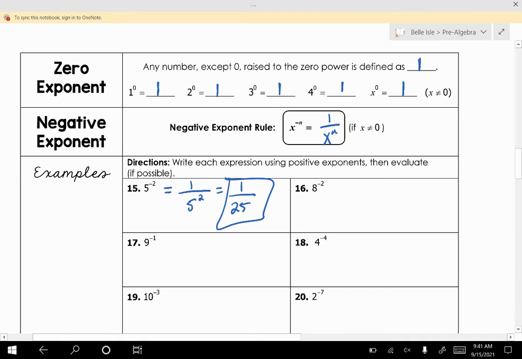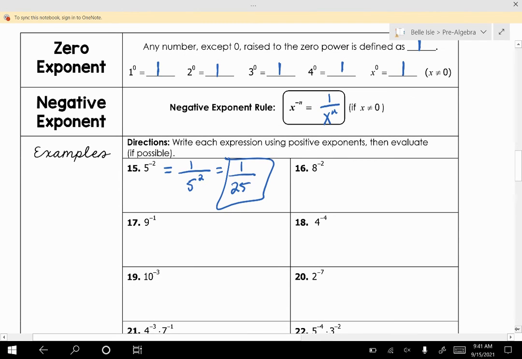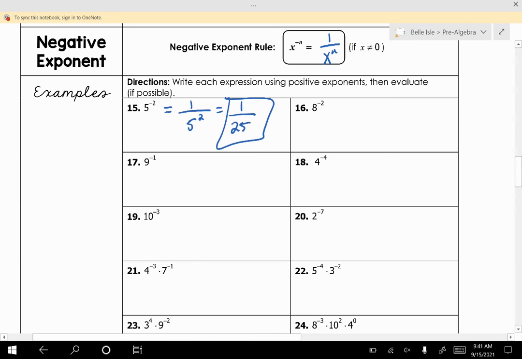I would like for you to do 16. Let's do 16, 18, 20. So just those evens. I'll just go ahead and start putting them up here. You can check as soon as you're ready. Wait, 16, 18, 20? Mm-hmm.